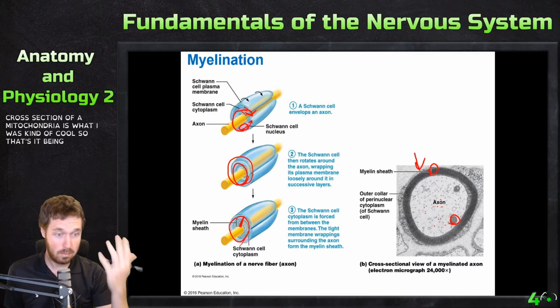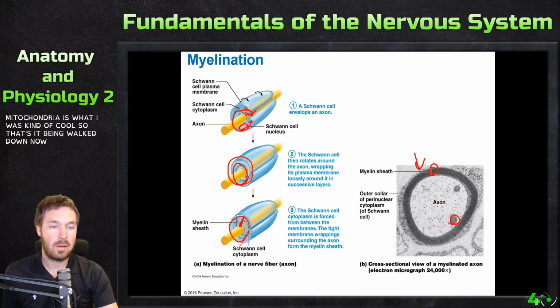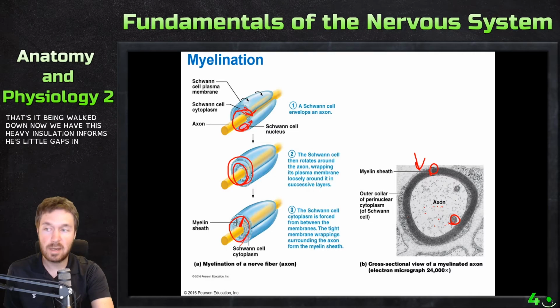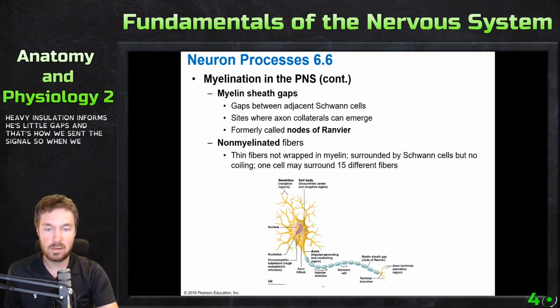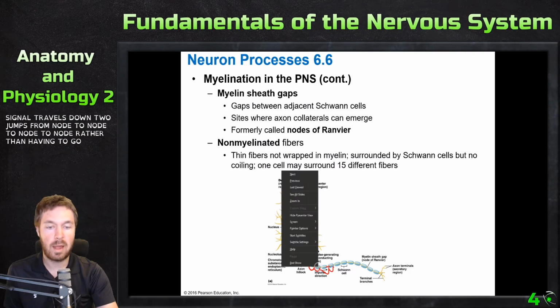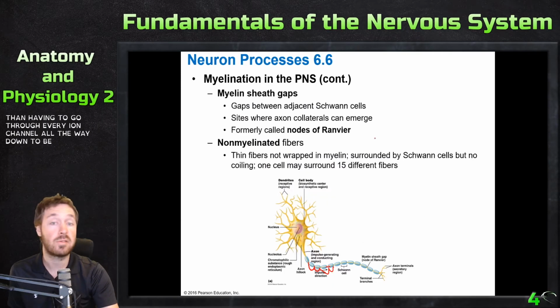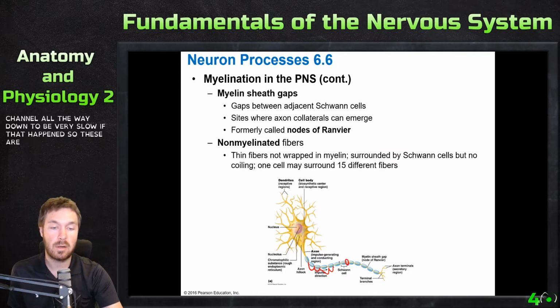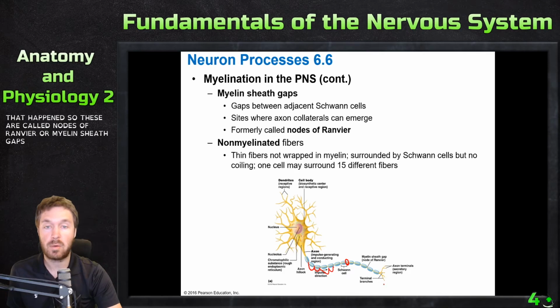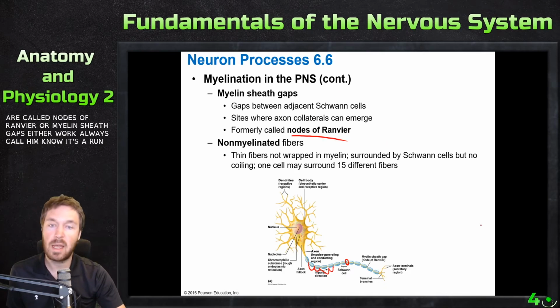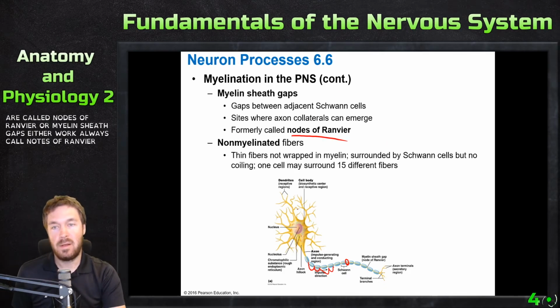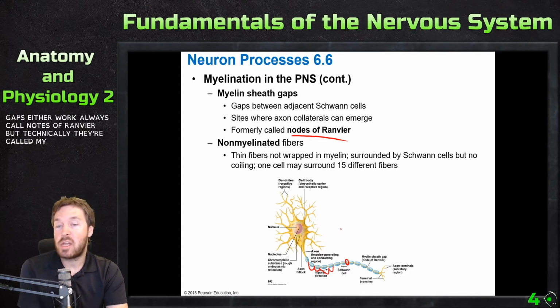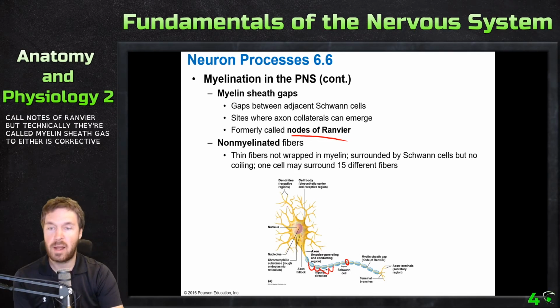So that's it being walked down. Now, we have this heavy insulation, and it forms these little gaps, and that's how we send the signal. So when the signal travels down, it jumps from node to node to node, rather than having to go through every ion channel all the way down. It'd be very slow if that happens. So these are called nodes of Ranvier or myelin sheath gaps. Either works. I always call them nodes of Ranvier. But technically, they're called myelin sheath gaps too. Either is correct if ever asked on a practical.